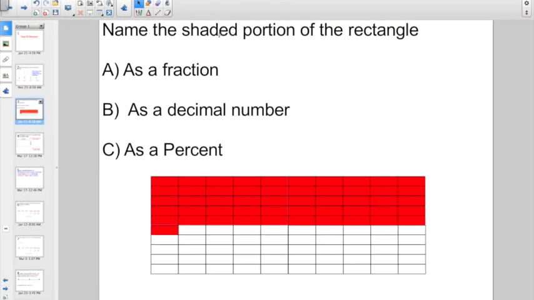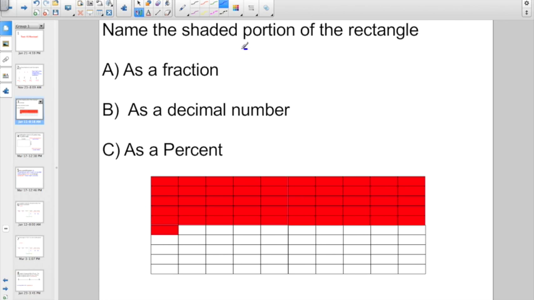Here we have to go and name the shaded portion of the rectangle as a fraction, as a decimal, and as a percent. It's always easiest if you start off with the fraction. So I have 10 rows of 10, right? Make sure you go and count them correctly. I had somebody get it wrong just because they missed one of the blocks. So we're going to count 10, 20 for the next row, 30, 40, 50, and then 51, right?